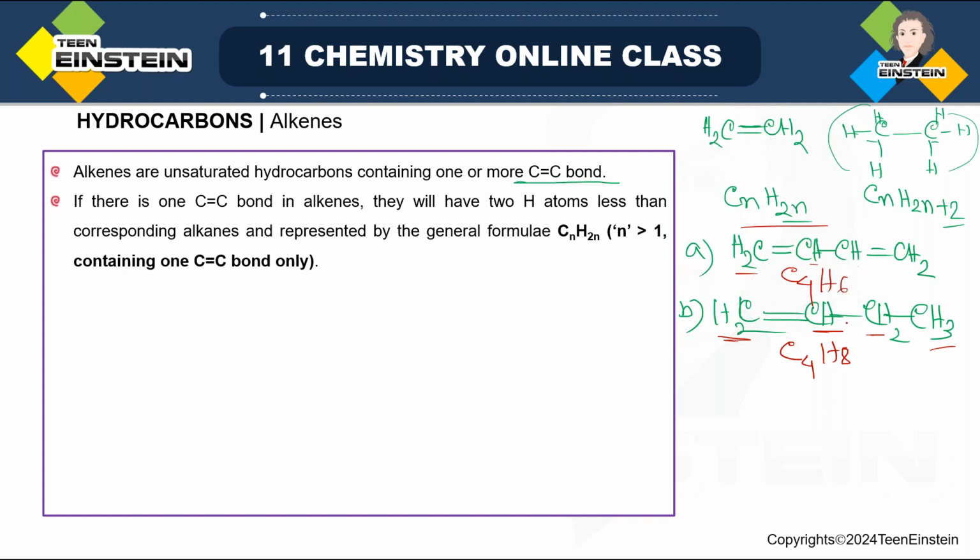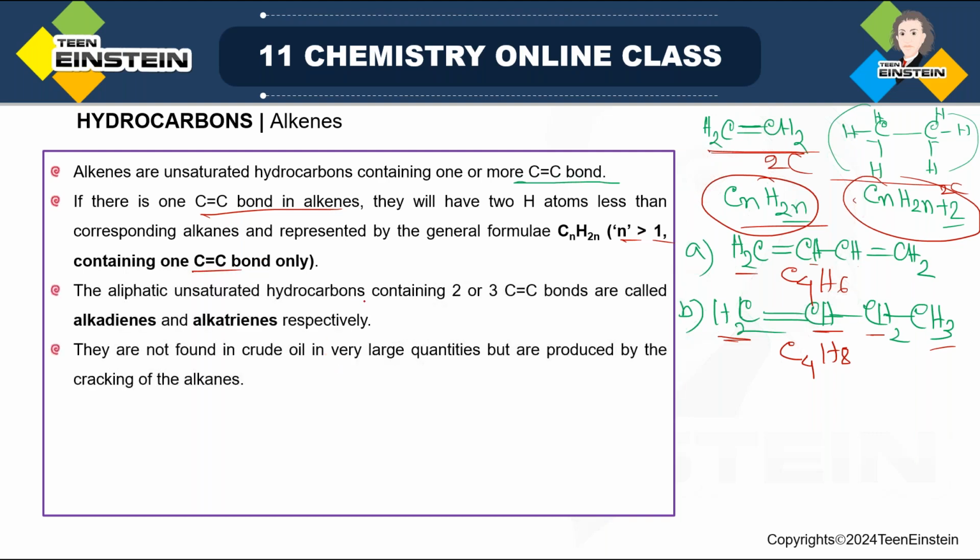So as you have used another double bond, obviously the requirement of hydrogen is even less, right? So if there is one C=C double bond in an alkene, it will have 2 hydrogen atoms less than the corresponding alkane. Corresponding means here you have 2 carbon, this is also 2 carbon, but you do not have any double bond. So when you compare the general formula, now the requirement of hydrogen is less. And this n value is obviously greater than 1, it cannot be less than 1. But this formula holds only provided you have one C=C double bond.